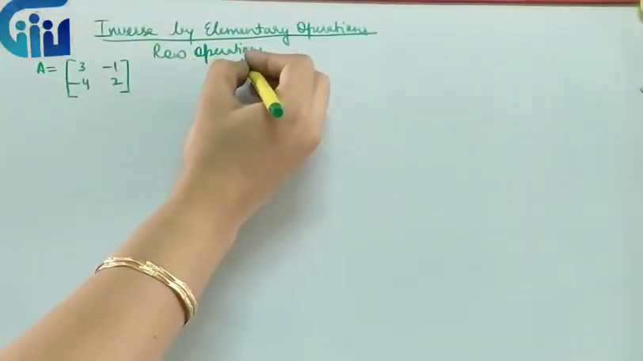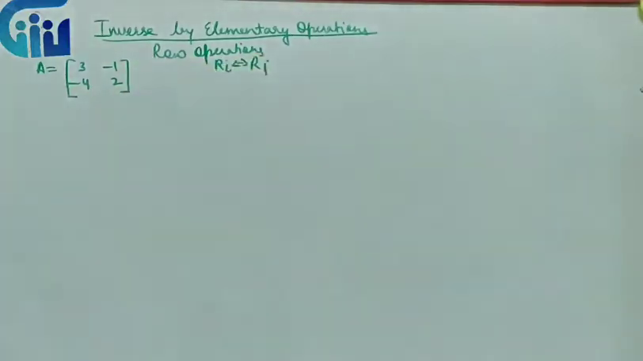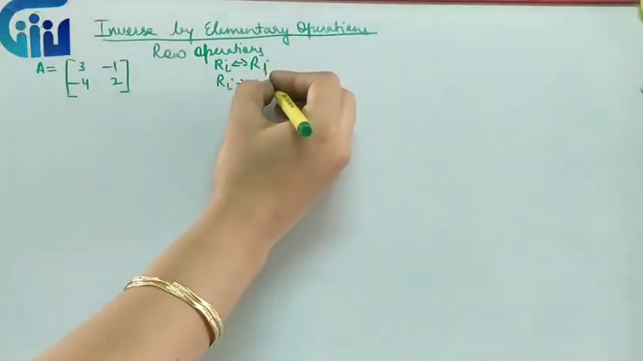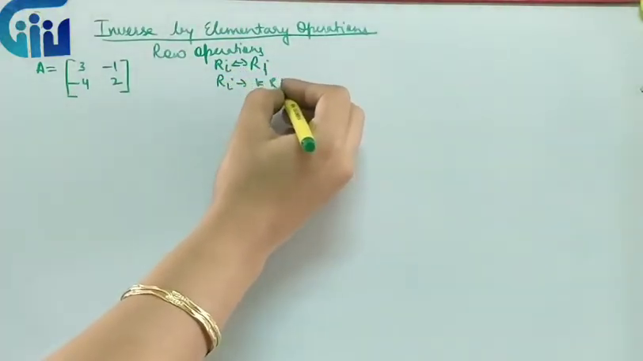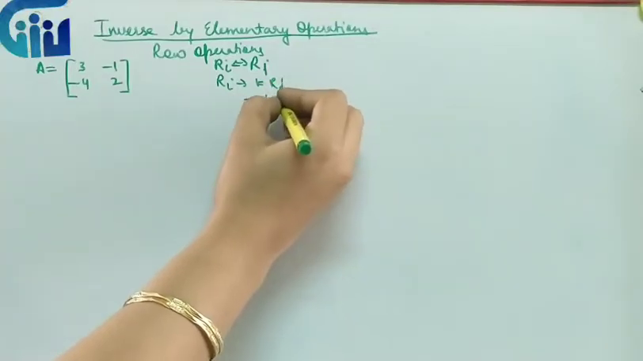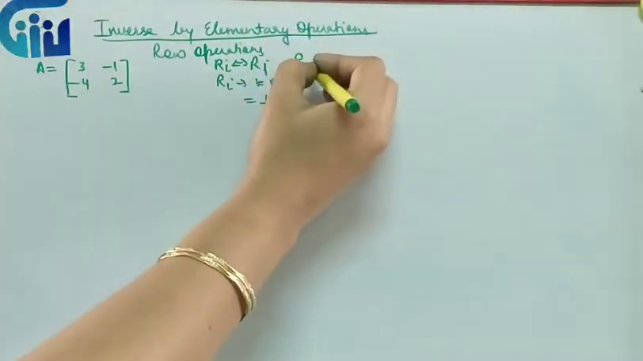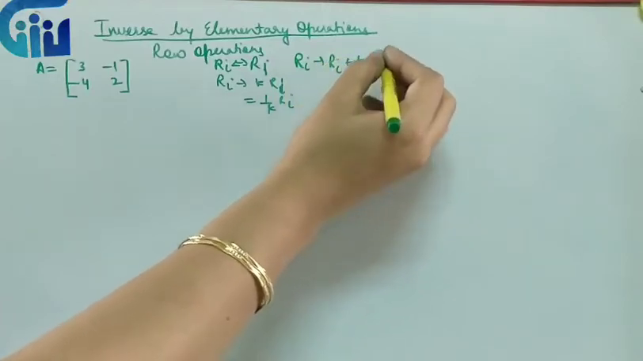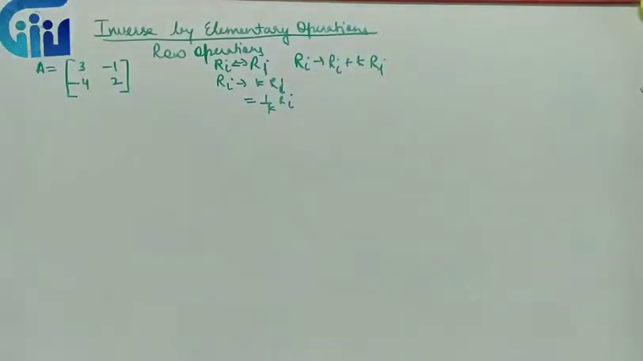We can interchange the rows. I can write R1 as R2, R2 as R1. We can multiply a particular row by a constant. The constant can be in the form of a reciprocal, or we can add to a particular row some factor times the other row. These are the three operations that we will be using.